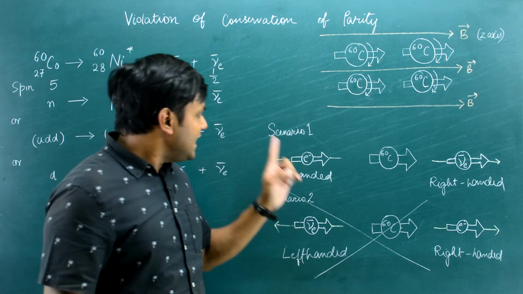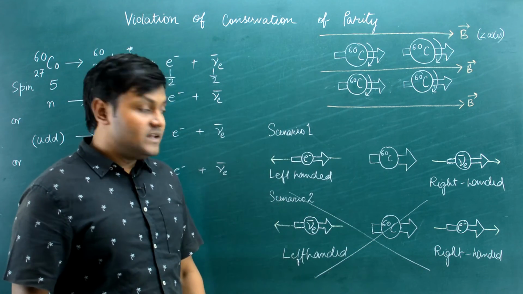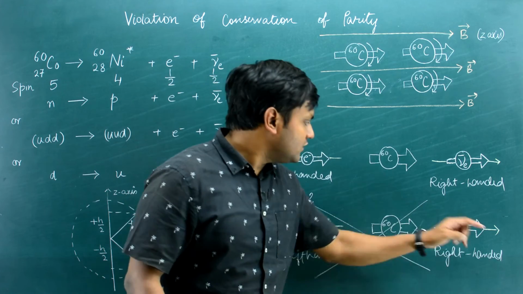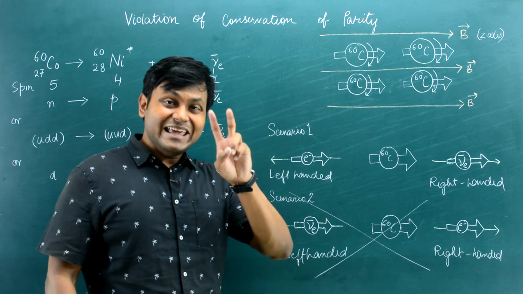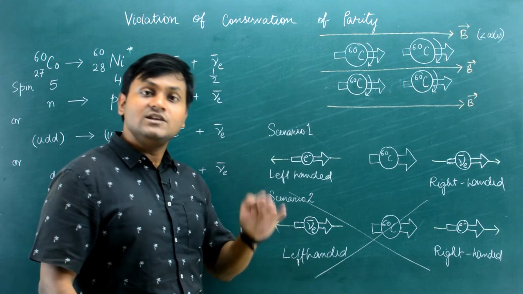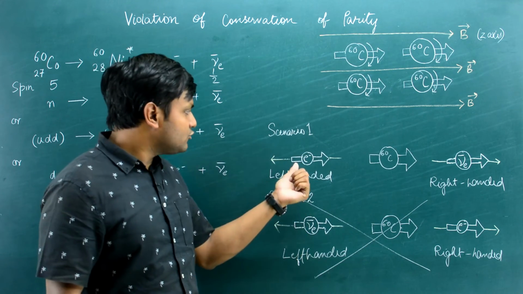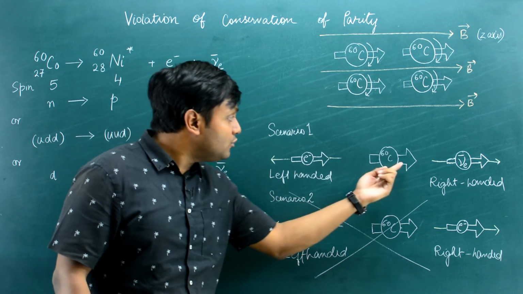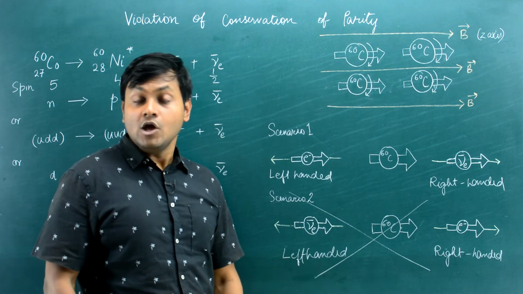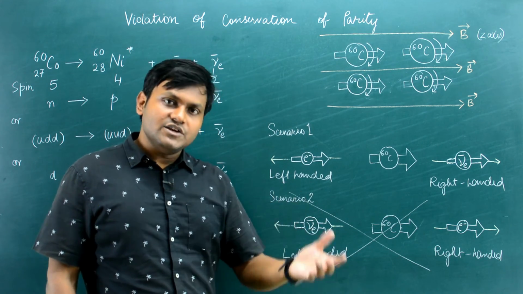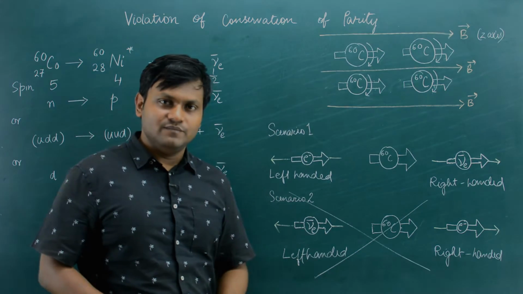That means the electrons which were emitted were always emitted opposite to the spin direction of cobalt-60, never in the direction of the cobalt-60 spin. So even though both these scenarios are possible if parity is conserved, that did not happen. The experiment revealed that only one of these scenarios indeed took place, that the electrons were always emitted opposite to the direction of the cobalt-60 spin and never in the direction of the cobalt-60 spin, which violated the conservation of parity. And we can see that by again drawing a mirror image.